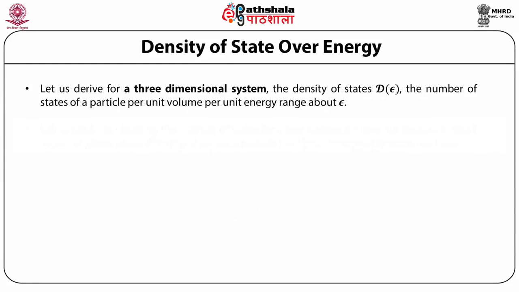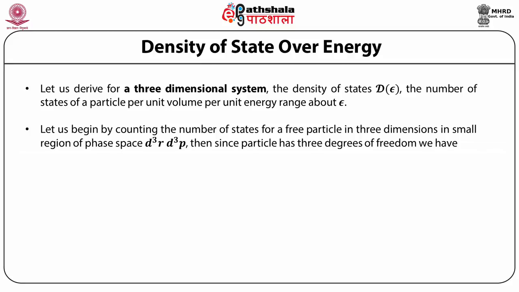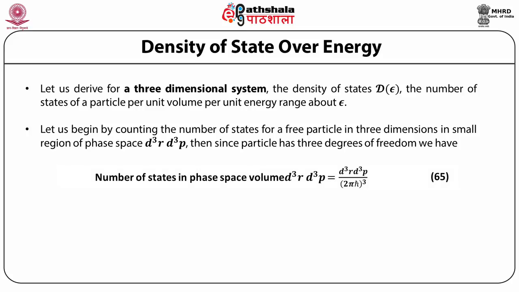Let us derive, for a three-dimensional system, the density of states, curly D of epsilon, the number of states of a particle per unit volume per unit energy range about epsilon. Let us begin by counting the number of states for a free particle in 3 dimensions in a small region of phase space d^3q d^3p. Then, since the particle has 3 degrees of freedom, we have the number of states in phase space volume d^3q d^3p equal to d^3q d^3p divided by (2 pi h bar) whole cube.